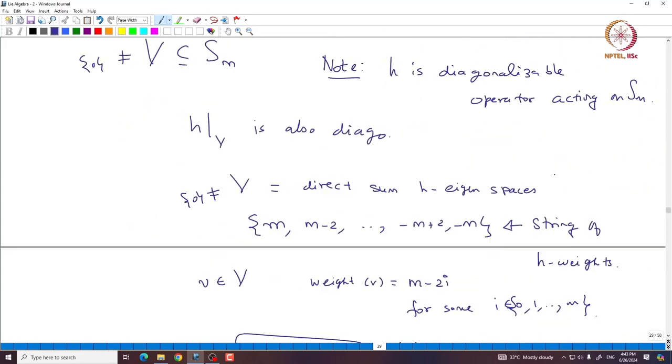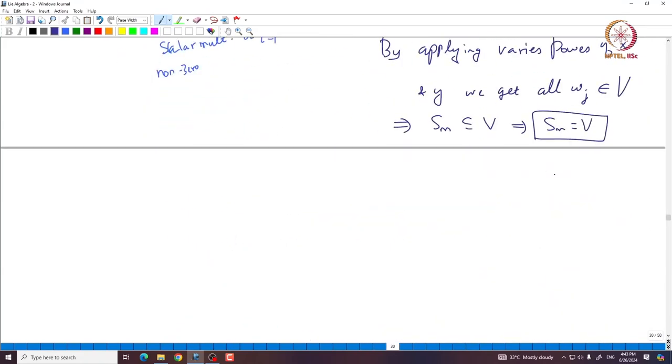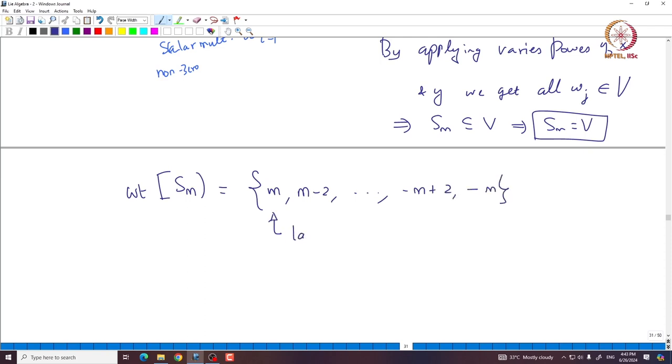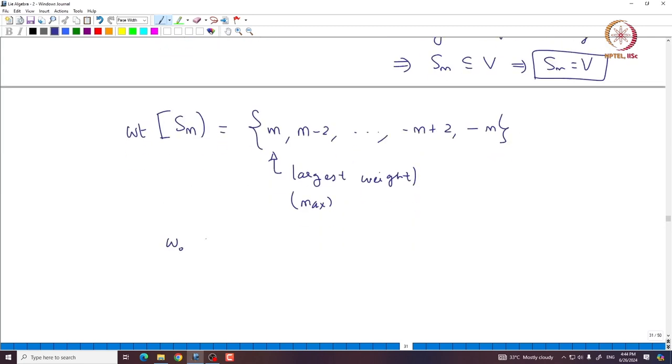Okay. The weights of this S_m, which are all the h eigenvalues, are given by this string: m, m minus 2, etcetera, minus m plus 2, minus m. And m is the largest weight, or maximum weight. So, in particular, this w naught is the highest weight vector, and it is unique up to a constant multiple. Okay. So, it is indeed an exercise.